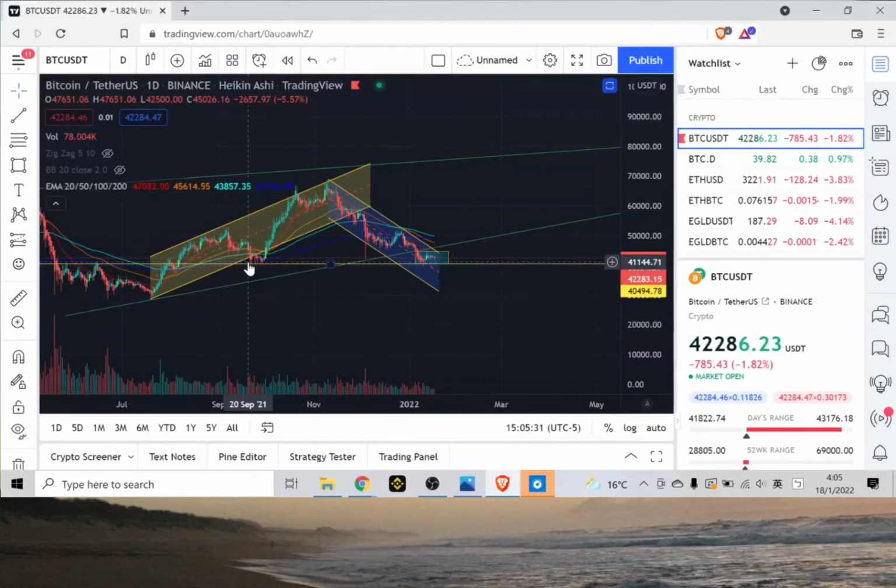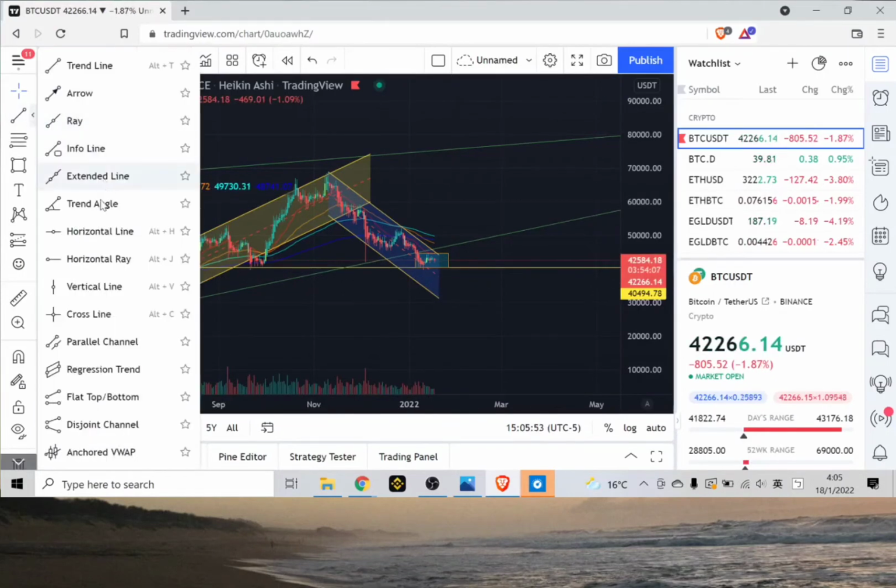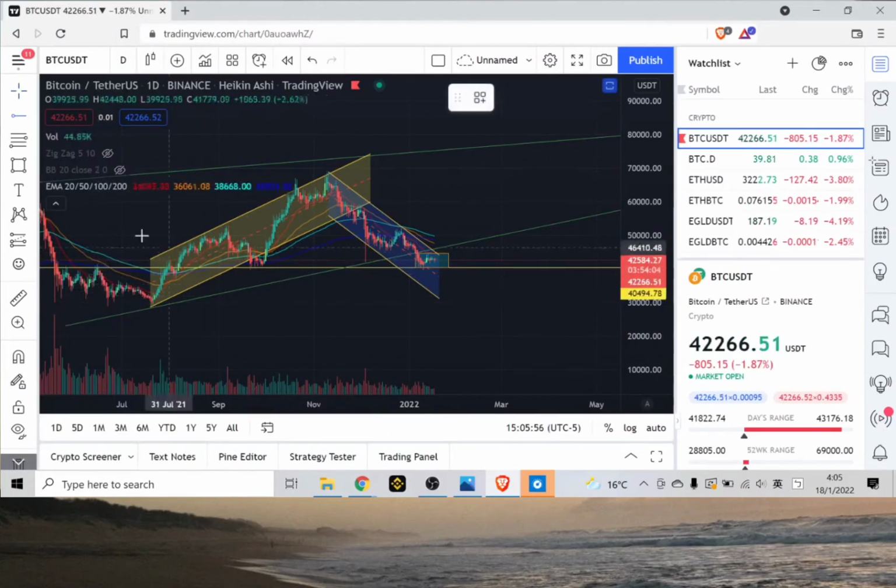I can count 1, 2, 3, 5, 6, 7 times. So it's the same with resistance. The more time it tested the support, the more likely it will break towards the downside. So downside target, I'll be expecting here, which is 37.5k, which also happened to have quite a bit of support here. 37.5k is right here.